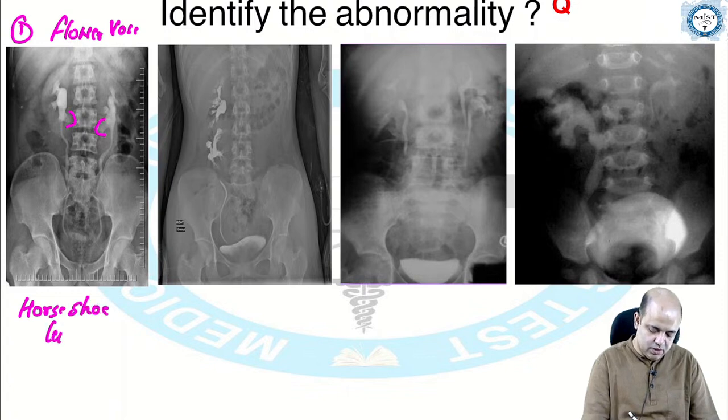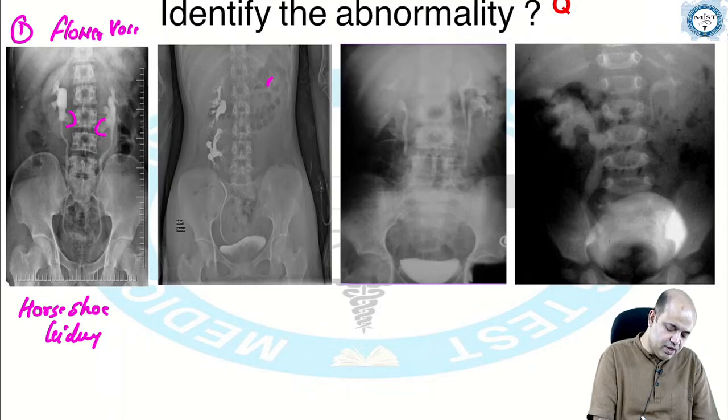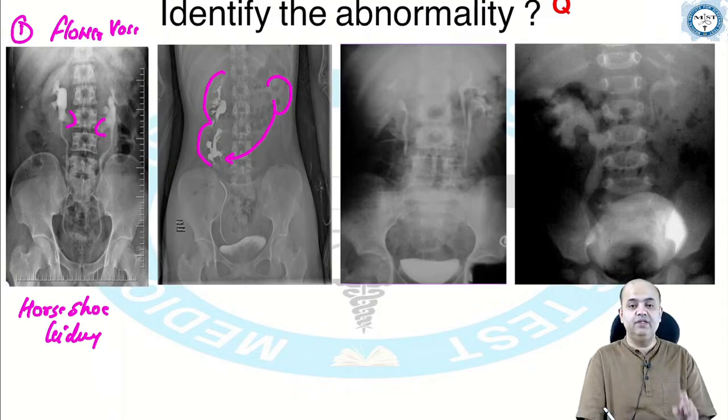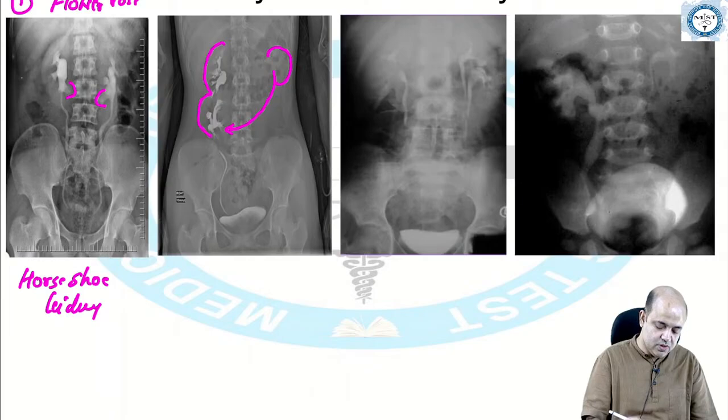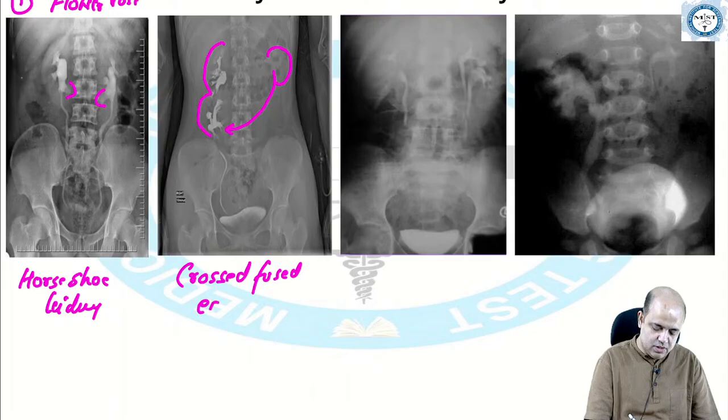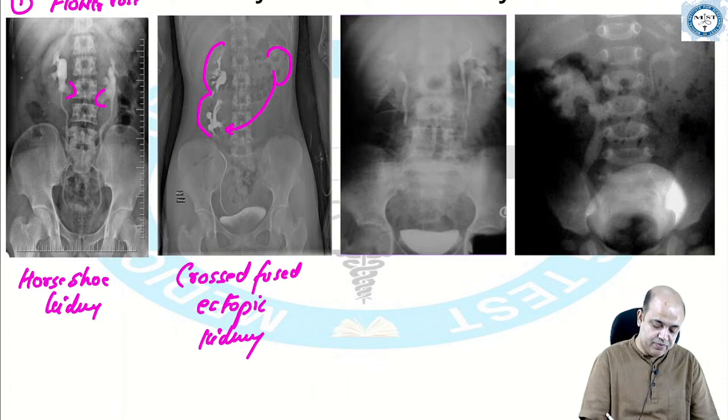Horseshoe kidney. Here what is happening? The kidney from this side has moved to the other side and it is fused with the upper pole kidney. This is called the cross-fused ectopic kidney.